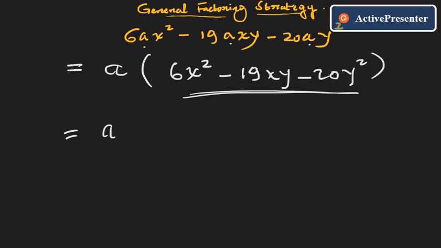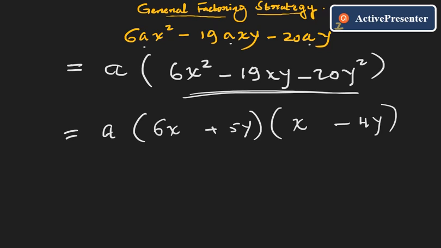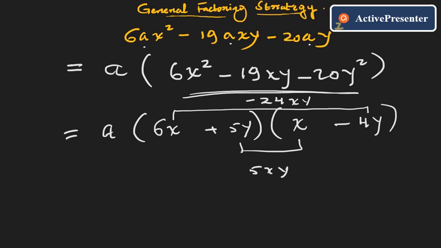Can we factor this trinomial? We may see that using the trial method, the factorization of this trinomial would be 6x plus 5y multiplied by x minus 4y. Now check, plus 5y multiplied by minus 4y is minus 20y squared. Check if you multiply these two, we will have minus 24xy, and if you multiply this, we would have 5xy. Add them together, minus 24xy plus 5xy, we will get minus 19xy. Then your factorization is correct.